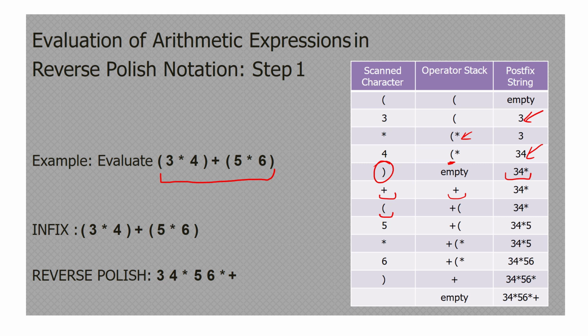Then this bracket comes up, it is pushed into the stack here. When 5 comes up, it is appended to the postfix string. The star comes up, pushed into the operator stack. 6 comes up, appended to the postfix string. When this bracket comes up, we have to move everything out till we encounter the opening bracket, so star is popped out and put here, and the final operator is popped in the end. So the answer will be 3 4 multiply 5 6 multiply plus.